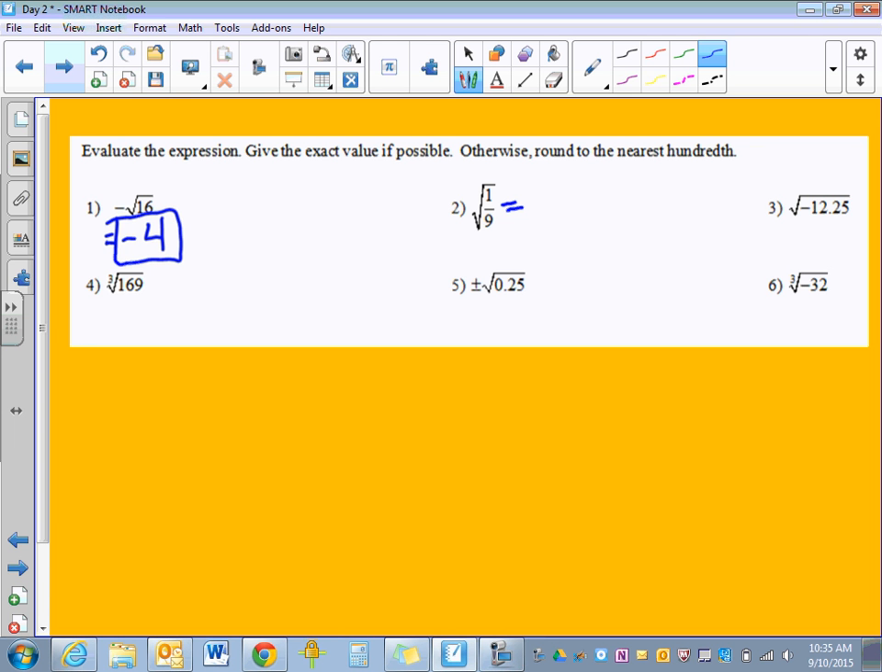Square root of 1/9. Something neat with radicals is that when it's a fraction, you can actually split it up to the square root of the top over the square root of the bottom. So what is the square root of 1? What times itself gives you 1? Everyone knows this answer. 1. 1 times 1 is 1. All right, what's the square root of 9? 3. So our answer is actually 1/3. Go ahead and type the square root of 1/9 into your calculator and see what it gives you.